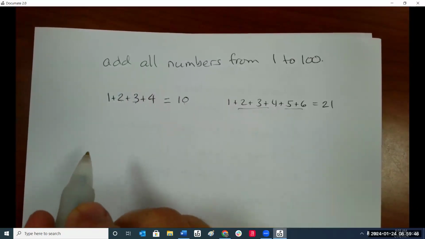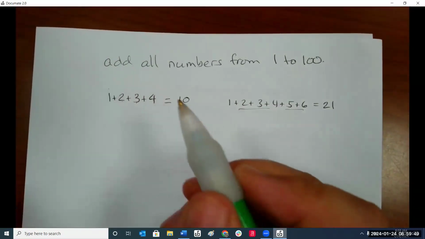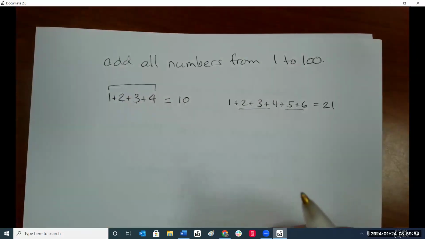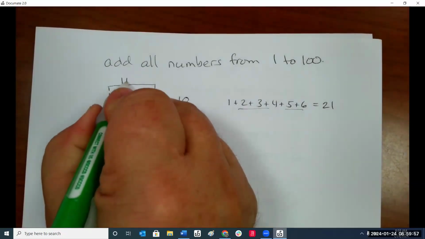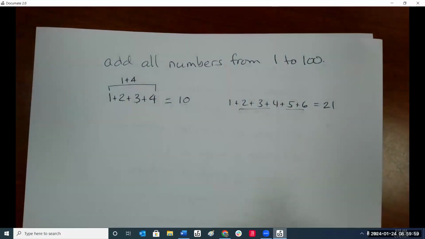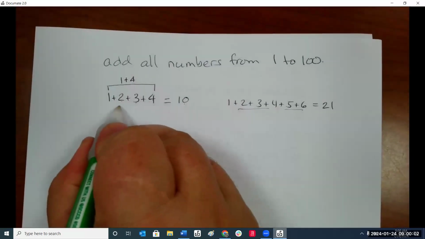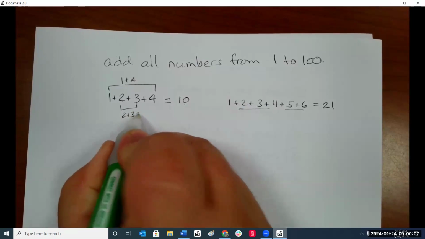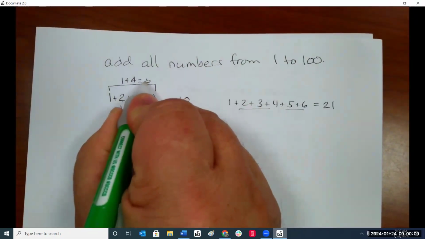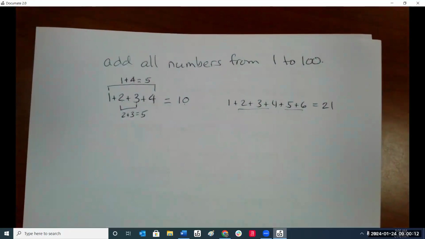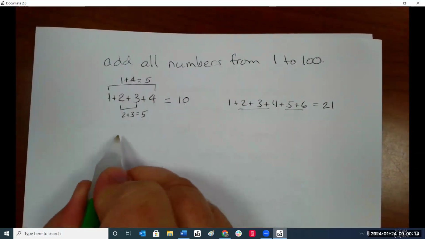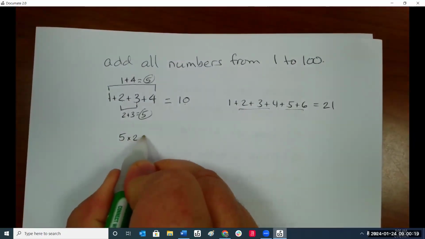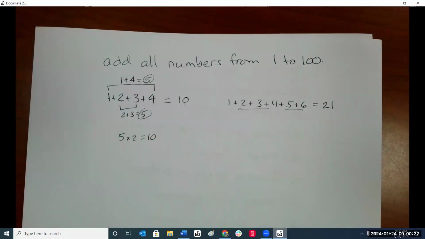Let's look at this. This is how Gauss figured it out. He took the first and last term and added them together. He took the middle 2 terms and added them together. They both equaled what? So the first and last term equaled 5, and it occurs twice, so that's times 2. So we get 10.